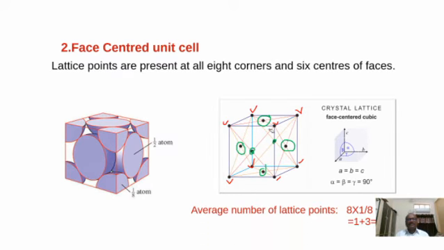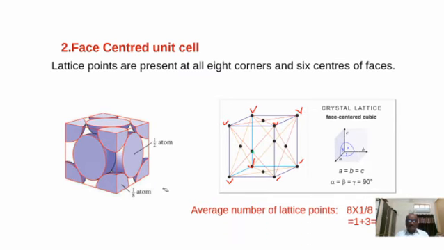Like this, a face-centered unit cell means it is a cubic cell or the unit cell which is containing the lattice points at 8 corners and 6 centers of faces. You can see the 6 centers of faces: 1, here it is 2, it is 3, next 4, next 5, 6, like this. Okay, next, what will be the average number of lattice points per unit cell of face-centered unit cell?